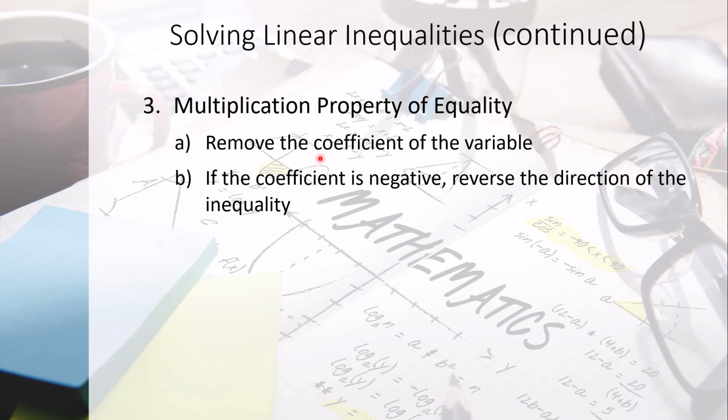However, if you're multiplying by a negative number, that's when you've got to pay attention and make sure you flip the direction of that inequality around.